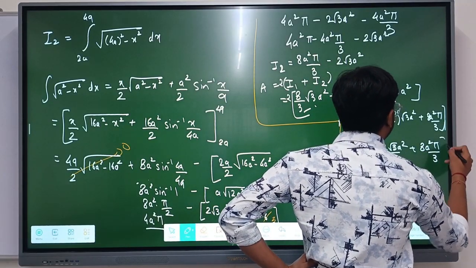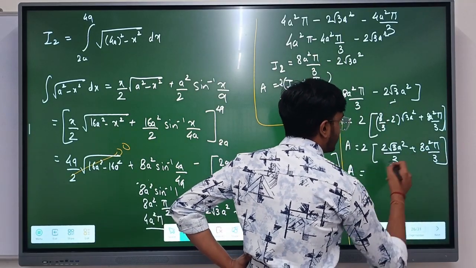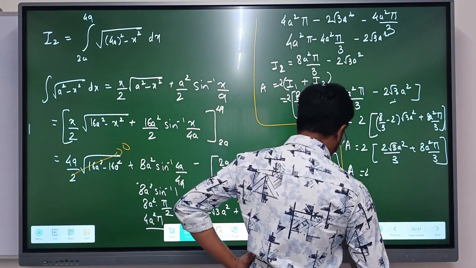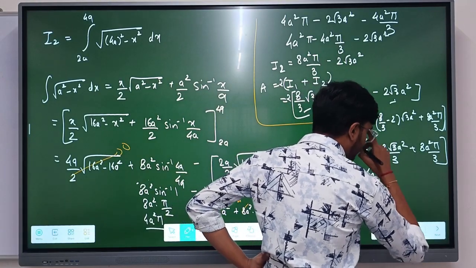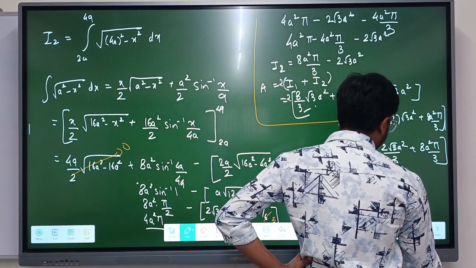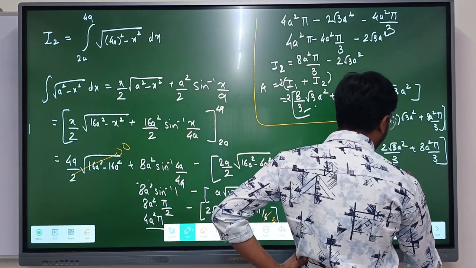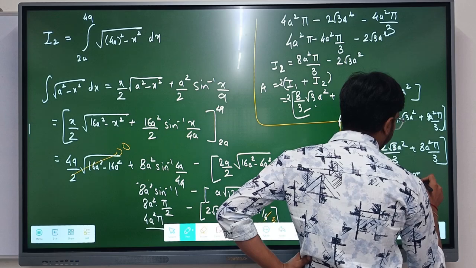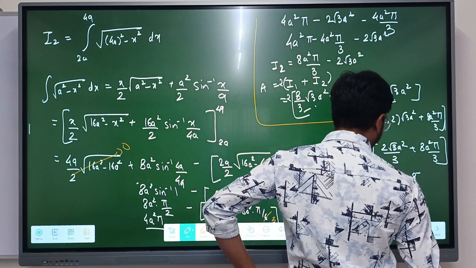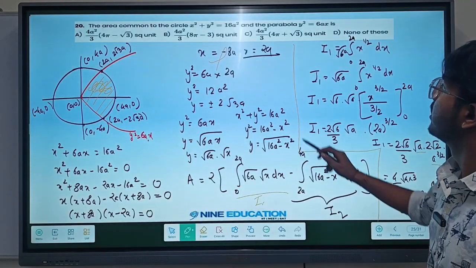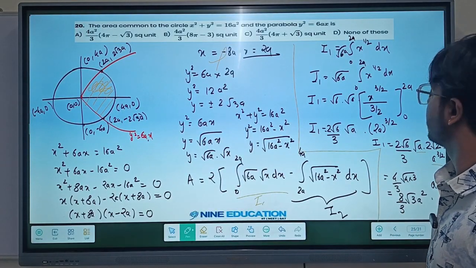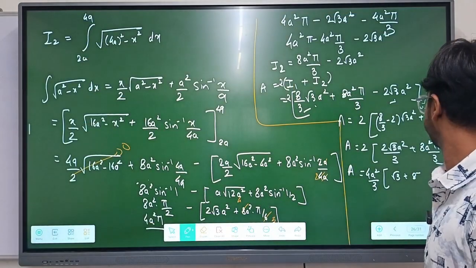pi by 3. So if I take 2a square common, I'll get 4a square by 3 multiply by root 3 plus 8 pi by root 3 plus 2 pi by 3. If I take 4a square by 3 common, what will I get? I'll get 4 pi minus root 3.